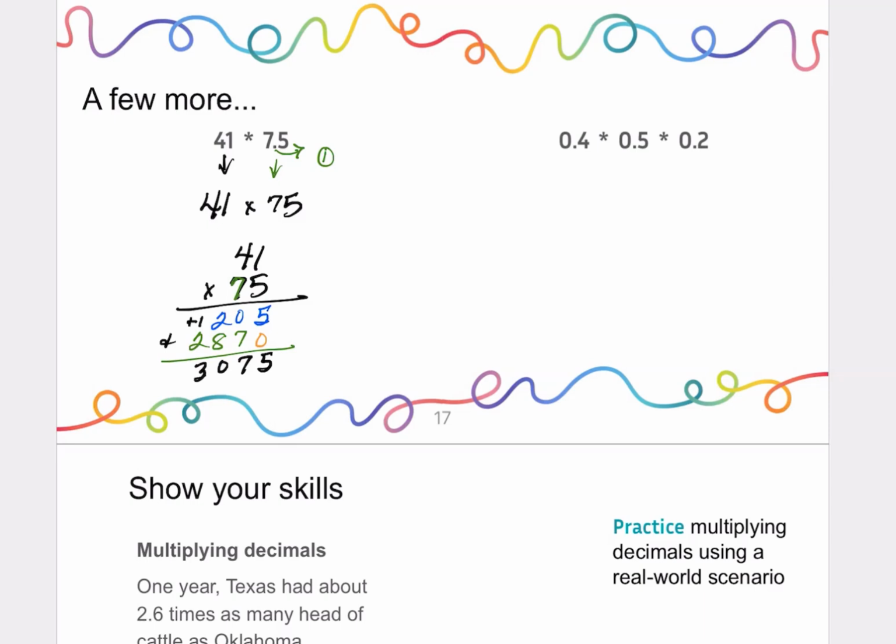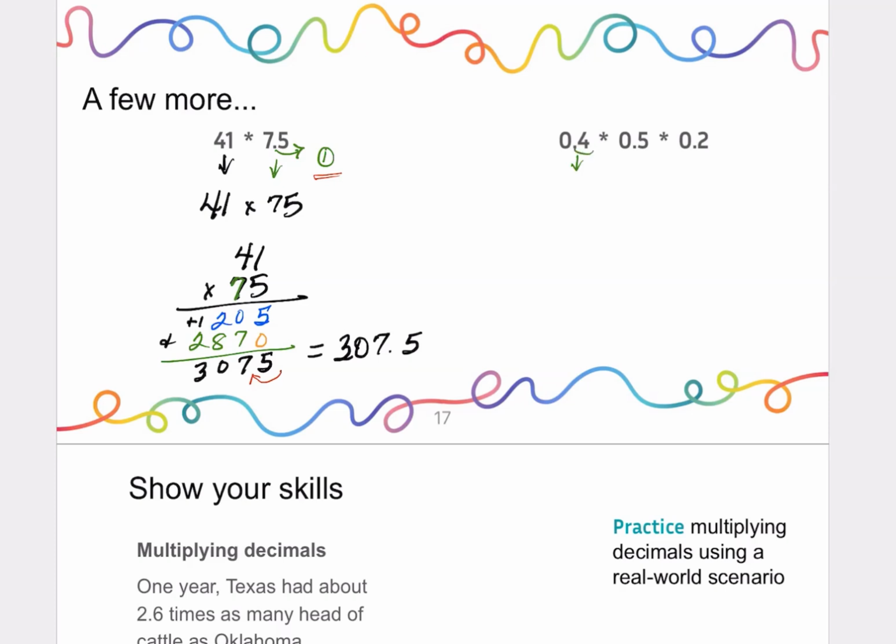Now in this problem, we're only moving that decimal back in one space. So there's our 1 there. That gives us a total value of 307 5/10. All right, let's try again.